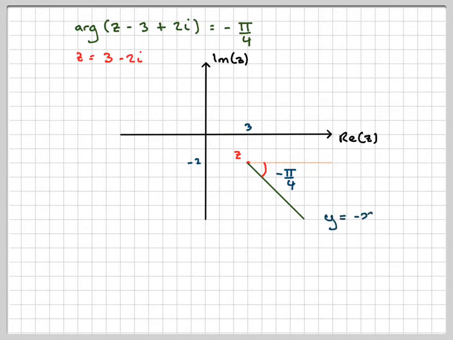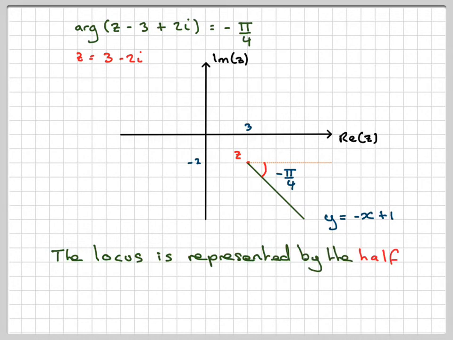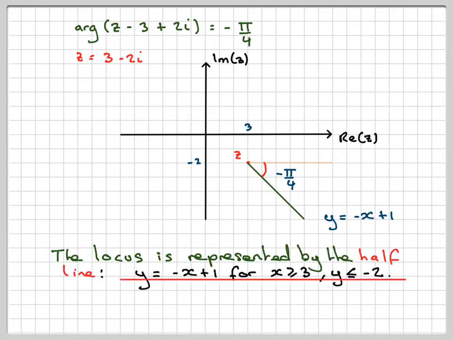So we can see that this is actually the line on a Cartesian plane. This would be the line y is equal to minus x plus 1. But it's only a half line. Okay, so the locus is represented by a half line, y is equal to minus x plus 1 for x is greater than 3 and y is less than minus 2. Okay, so this has been a video to show you how to represent a locus.